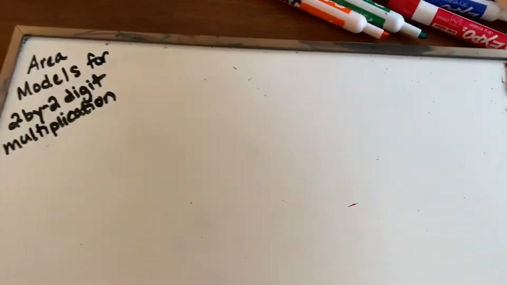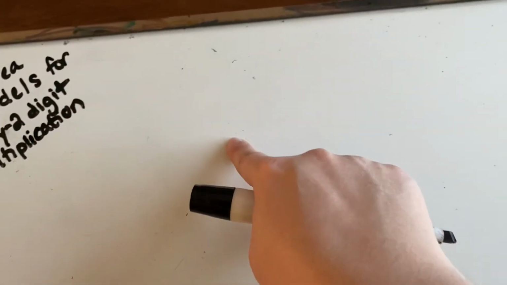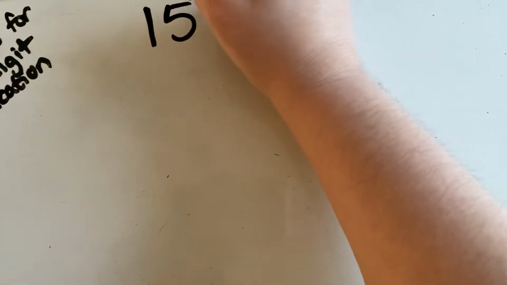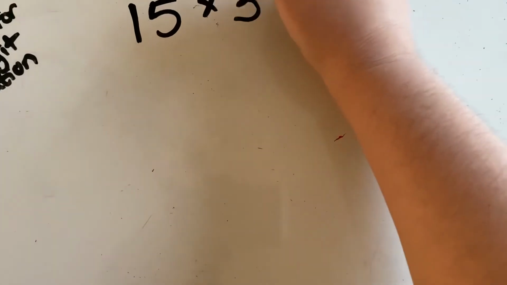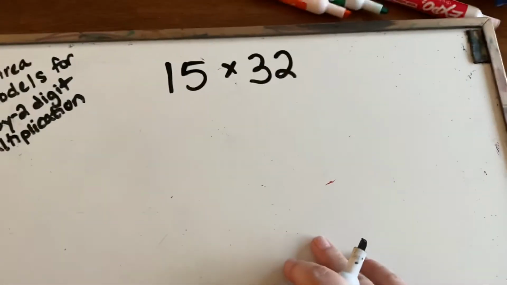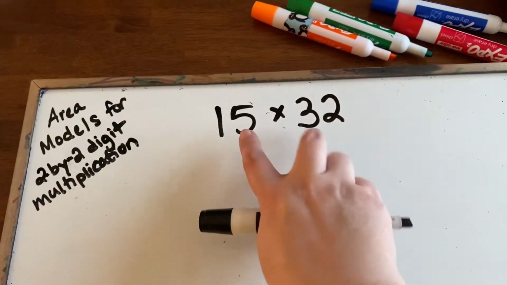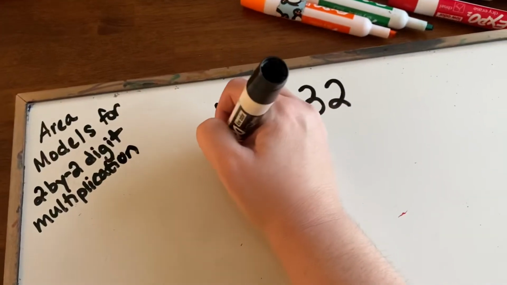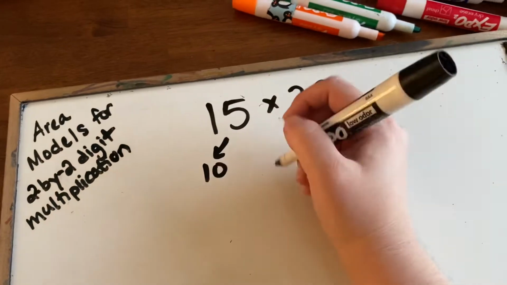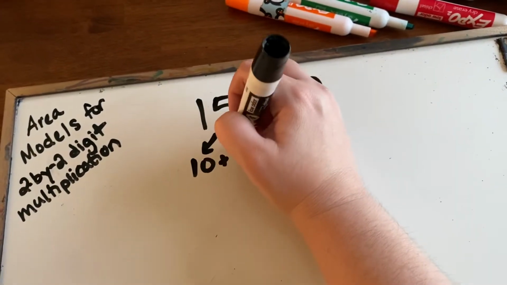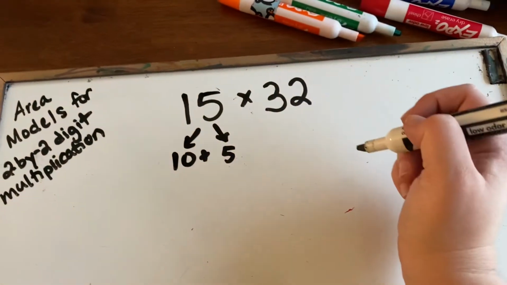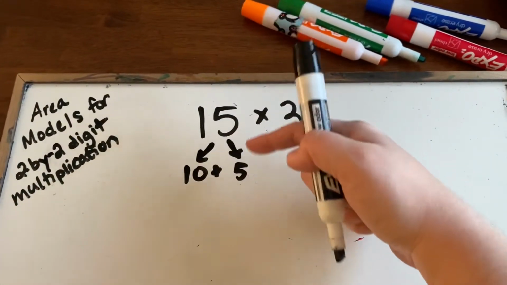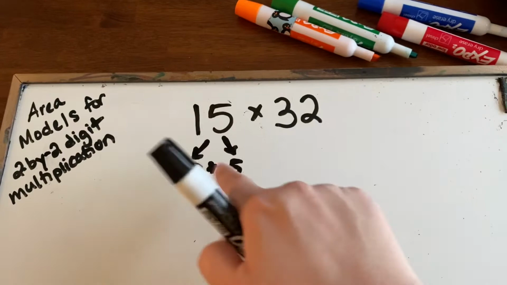Okay. So this week we started working with 2 two-digit numbers. So I'm going to start with 15 times 32. To start out the same way, we're going to split up both numbers into their pieces. So this is 10, because I have a 1 in the tens place, plus the 5, because I have a 5 in the ones place. So 1 in the tens place and a 5 in the ones place makes 10 plus 5 is 15.